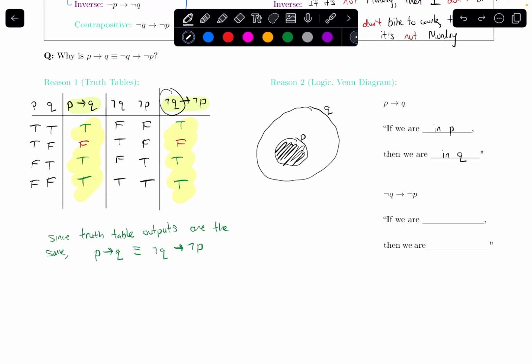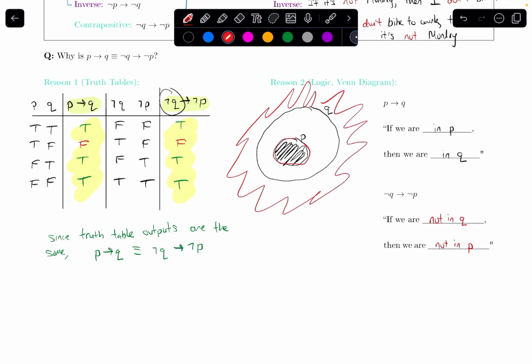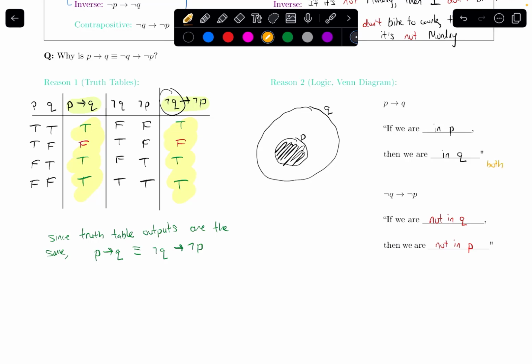Well, what would the contrapositive be saying? That would be saying if we are not in Q, then we are not in P. So does that happen in my Venn diagram? Well, it turns out yeah, because if we're not in Q, that means we're somewhere out here. If we're not in Q, we're out here. And if I'm out there, I'm definitely not in P. So this contrapositive statement is very much true given this diagram. Okay, so these are both, let me put this in a different color, these are both describing the same thing, this contrapositive and this original implication.